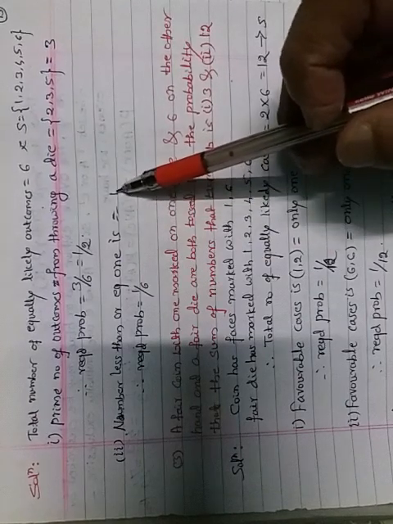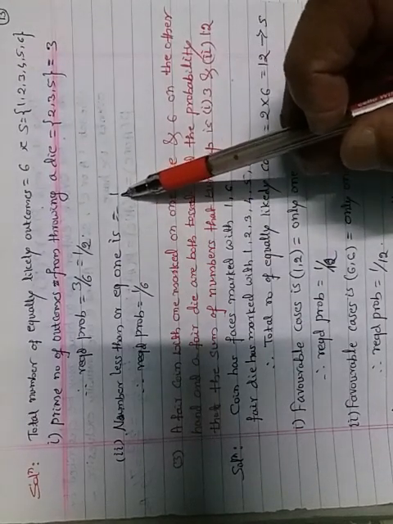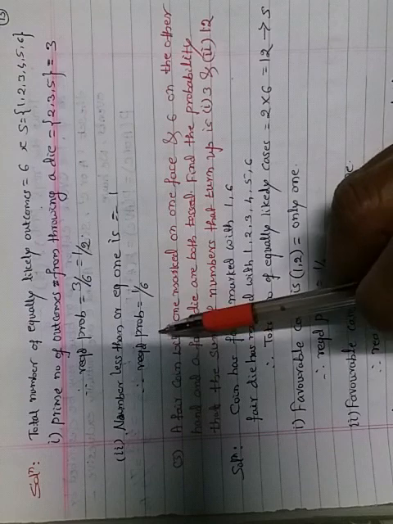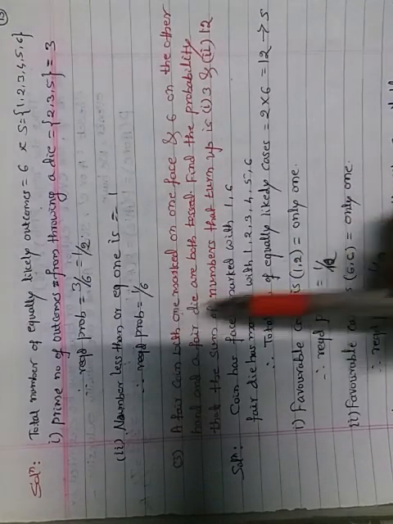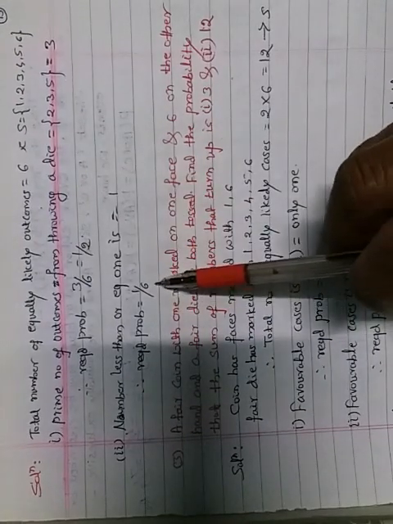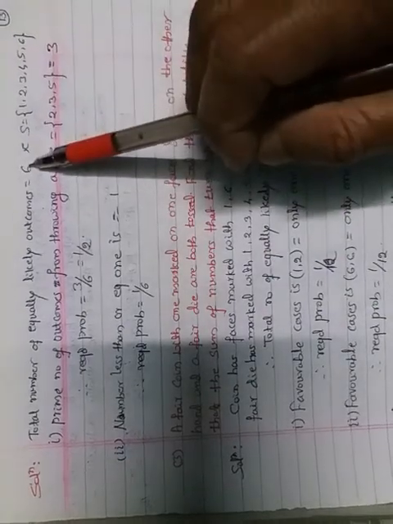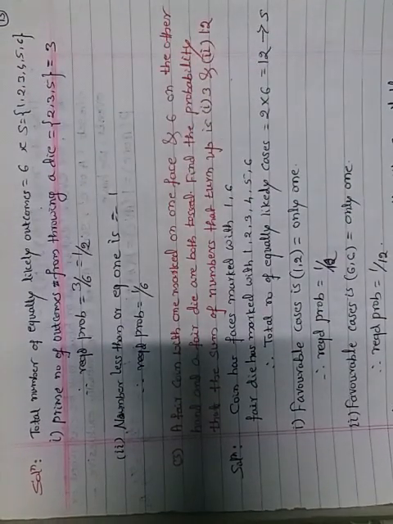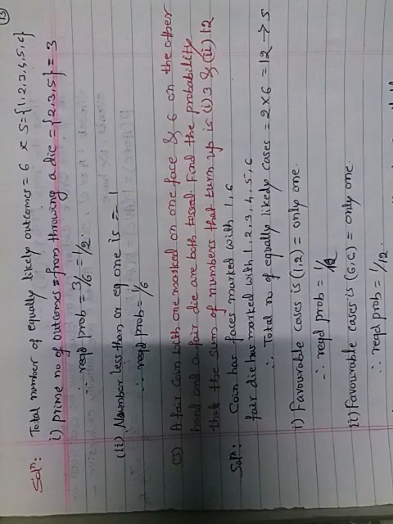So the probability we need is equal to 1 upon the total number of sample space, which is equal to 6. Okay, this is the second question.